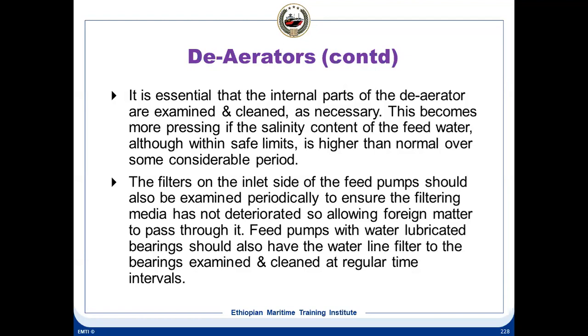The filters on the inlet side of the feed pump should also be examined periodically to ensure the filtering media has not deteriorated. Quite true that we should be checking for any and every filter in the engine room. So here also filters on the feed pump should be examined periodically. Any foreign matter should not be allowed to pass through. As we said, the clearances of these feed pumps, especially the high pressure feed pumps, are very fine. So if you start getting foreign matter, that can lead to feed pump seizure. And feed pump bearings should also have the waterline filter to bearings examined and cleaned regularly.